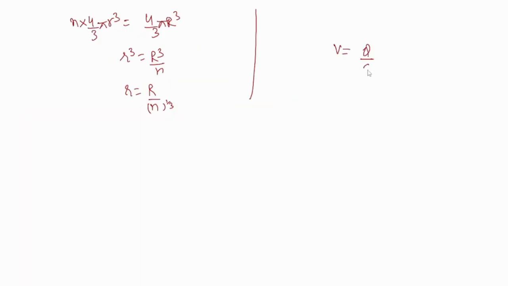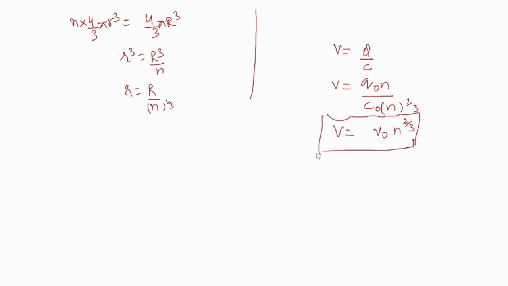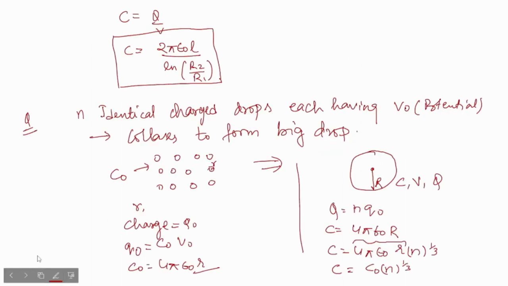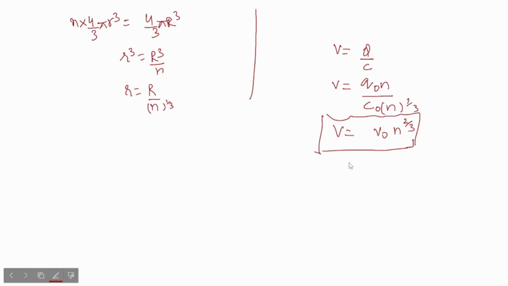V will be Q by C for the bigger one. So V will be Q naught n in place of Q, and in place of C you can write C naught n power 1 by 3. So from here V will be Q naught by C naught, which is V naught, times n power 2 by 3. This will be the electric potential of the bigger drop. And V naught is the potential of the smaller drop, right? This will be the potential of the bigger one.